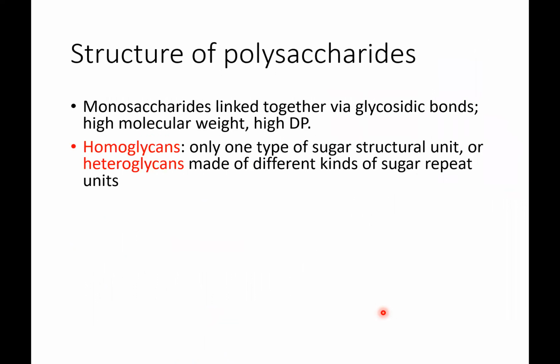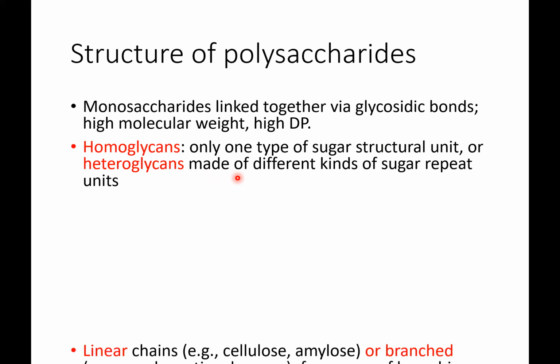So let's start with the structure of polysaccharides. You can either have the repeat units, the monosaccharides, linked together by a glycosidic bond to form homoglycans, which means you have only one type of sugar unit as a repeat unit, or heteroglycans. They are made of different kinds. Hetero are much more common. Homoglycans, an example would be amylose or cellulose. It's basically made of glucose.